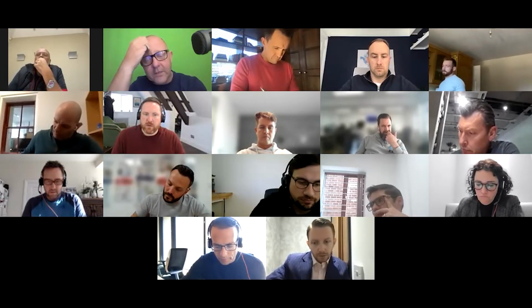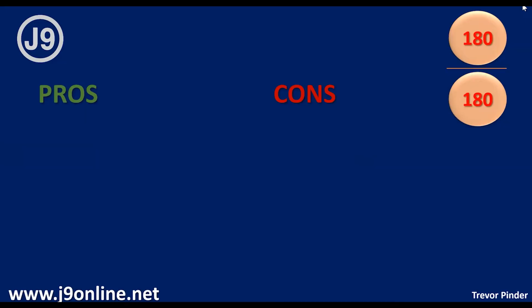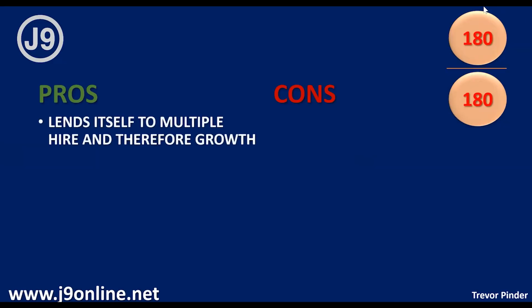The second model that I'd like to give a little bit more detail to is our friend, the double 180. Let's first of all look at the pros of our double 180. Of course, it lends itself to multiple hire because you have specialists in each area, and effectively the role of a specialist in business development is selling solutions and solving problems rather than selling bodies. Therefore, when you're selling multiple hire, when you're selling bundle, you're also giving yourself the opportunity to facilitate not just growth in revenue, but growth in headcount.